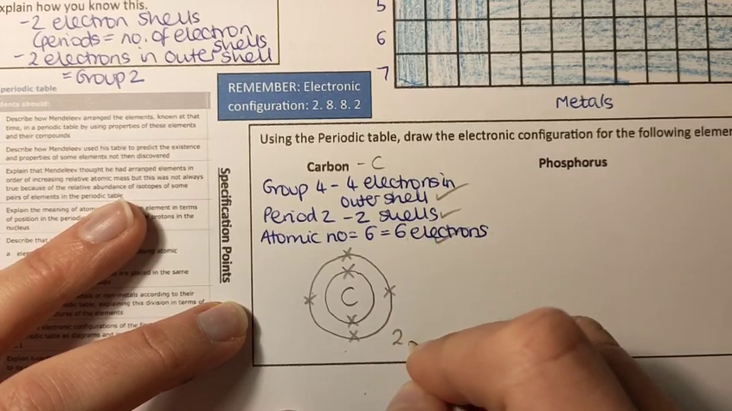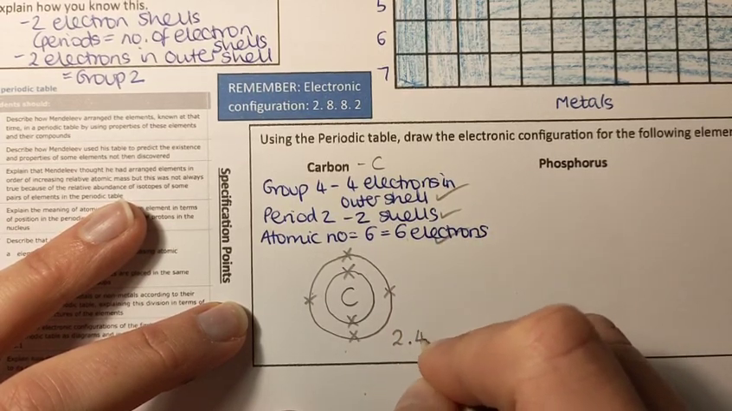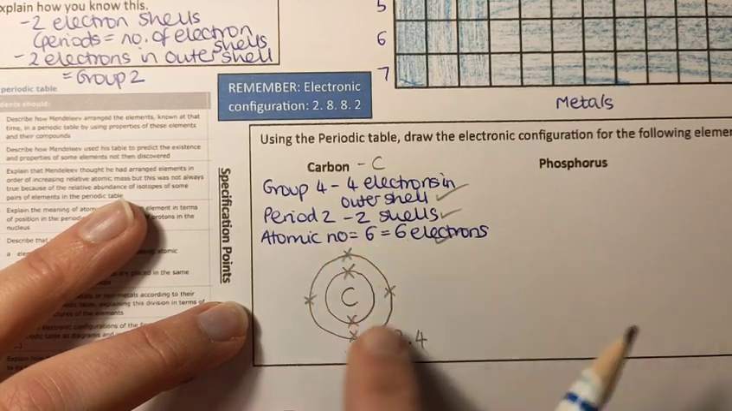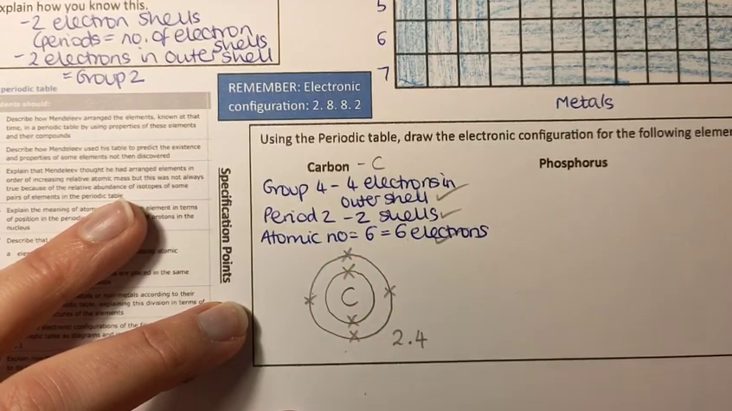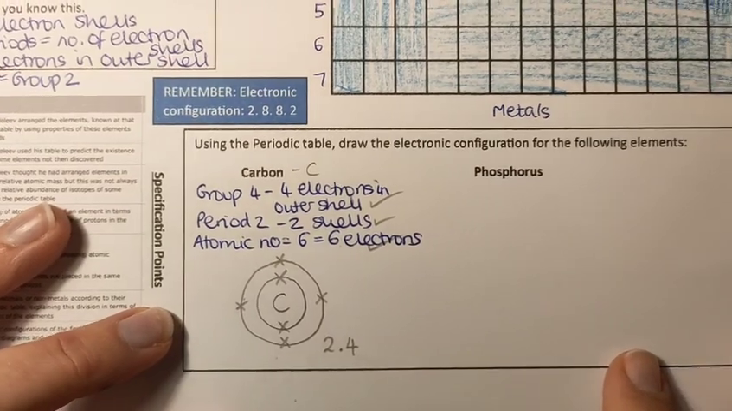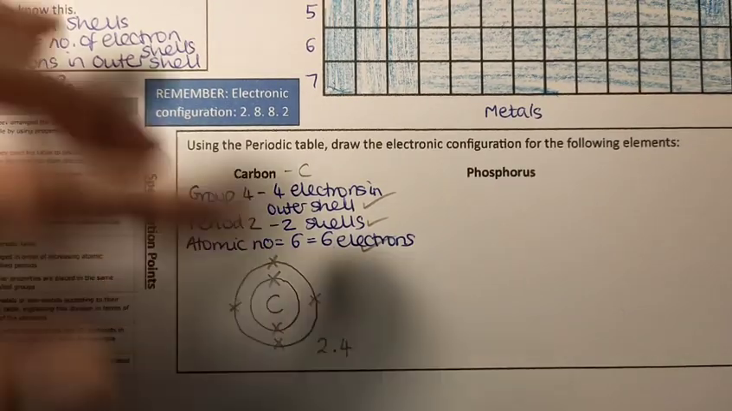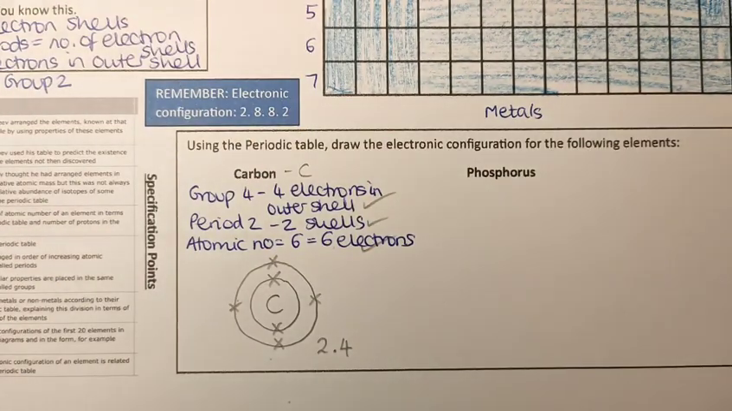So that has electronic configuration 2.4. 2 in the first, 4 in the second. 2 add 4 is 6. Excellent, so I know I've got that right. I'm then going to repeat that for phosphorus and lithium.